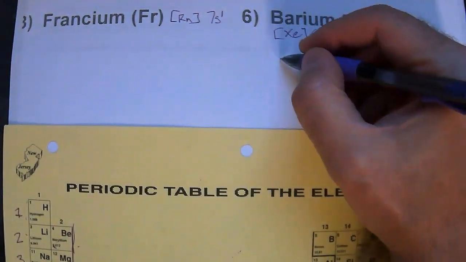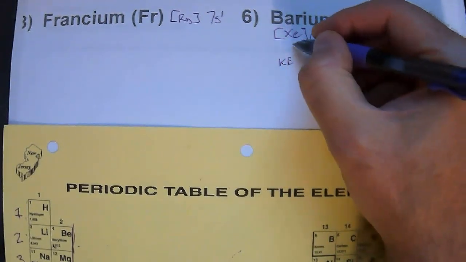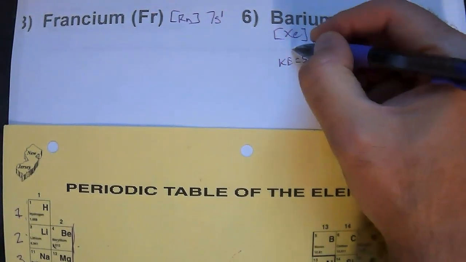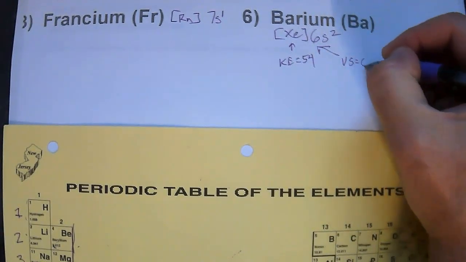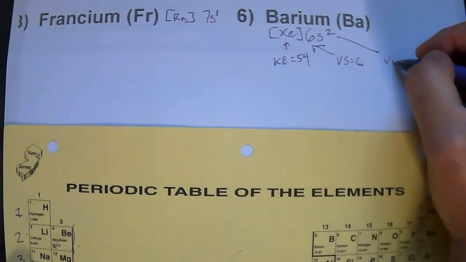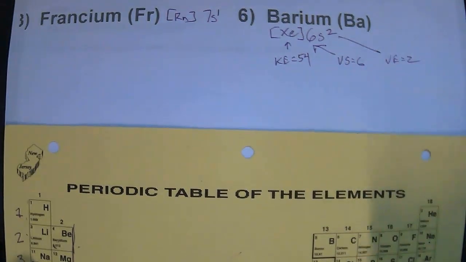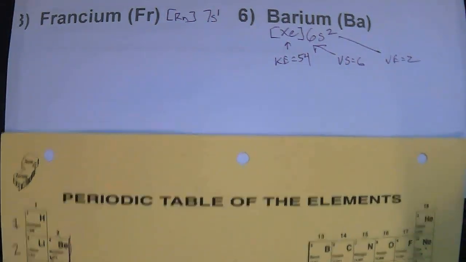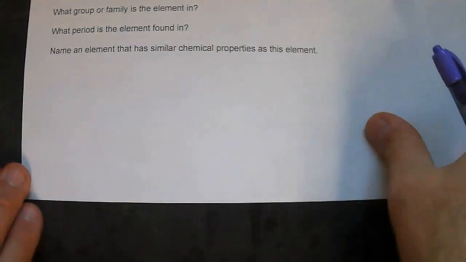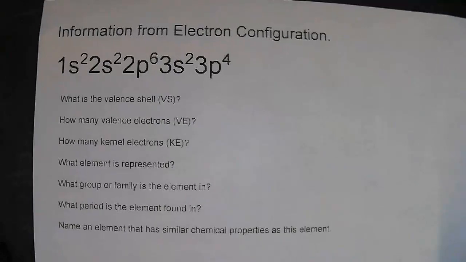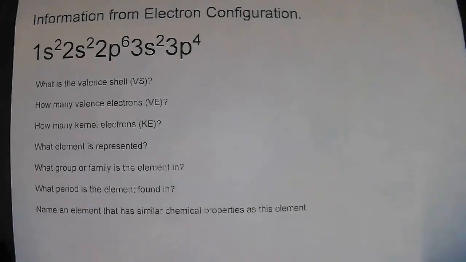And now we can still do the same thing. What's the kernel electrons? Xenon is 54 here. This is the valence shell. And then this is the valence electrons. We have 2 valence electrons. So what we've done is we've basically gotten a ton of information from an electron configuration.